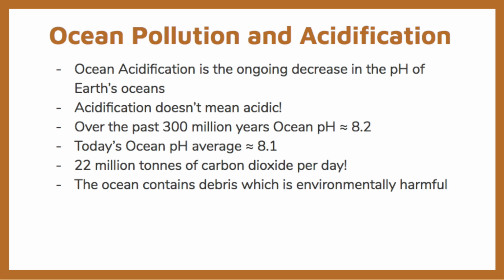The pH level of the ocean for the past 300 million years has been an average of about 8.2 on the pH scale, which is closer to being basic, with a neutral solution at a pH of 7. So the ocean right now is currently more alkaline than acidic. Today, the pH level of our ocean is about an average of 8.1, and that 0.1 unit of drop means that our ocean is now 25% more acidic than the ocean was 300 million years ago. Where is this carbon dioxide coming from?